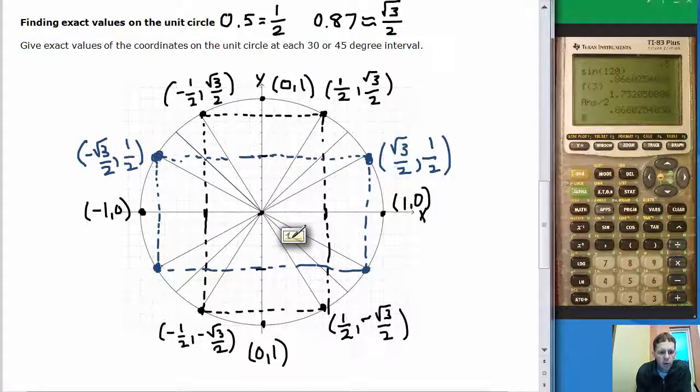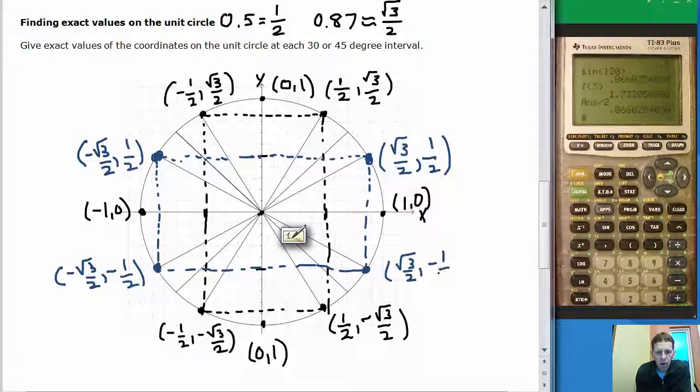The point directly below it is still left square root of 3 over 2, so we write negative root 3 over 2. But it's down 1/2. You can see it matches up with going down 1/2. So we write negative 1/2 as the y-coordinate. And this point here is over 0.866, or square root of 3 over 2.